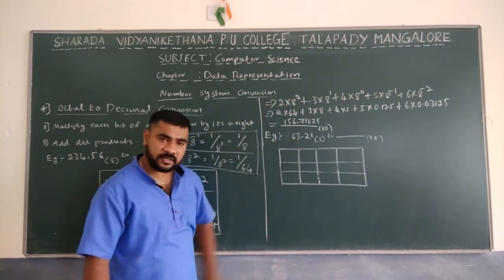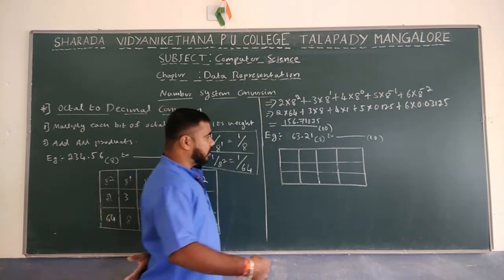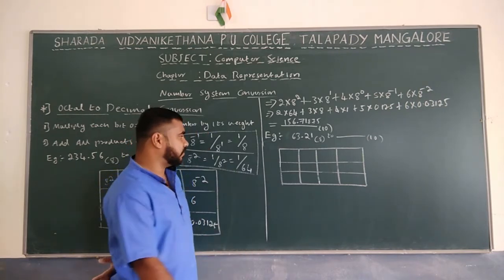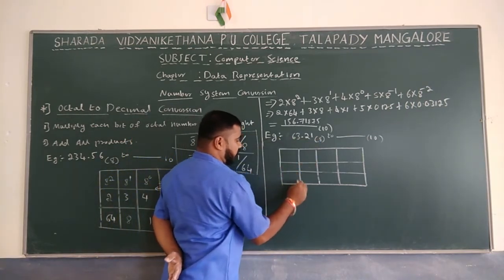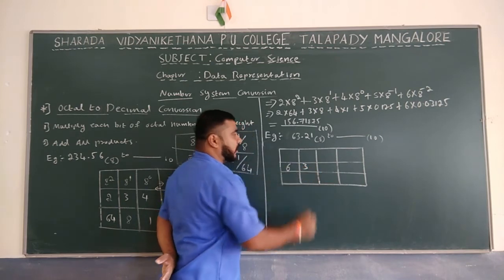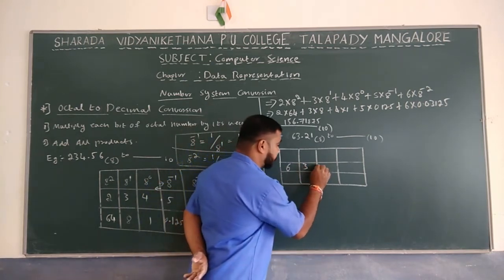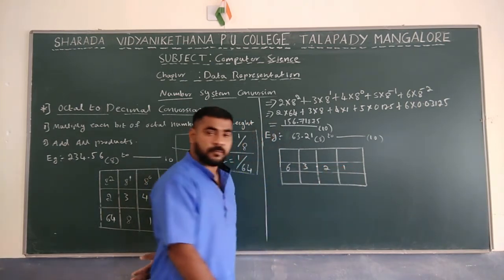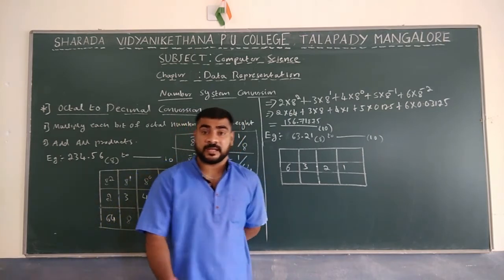Take one more example, a small example, to understand how you can convert. Example 63.21. You should write 63.21. This is one more example.